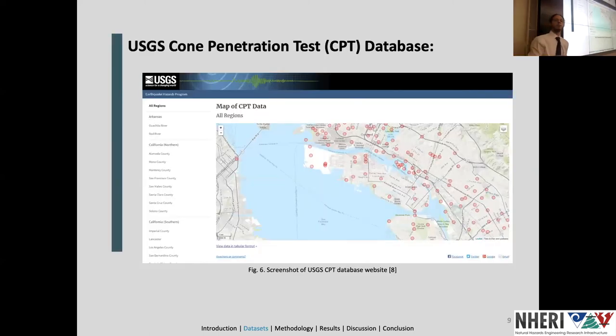So the cone penetration database by USGS is a publicly available database that gives CPT data for a variety of locations across the United States, and it has a significant amount of data in California and the San Francisco Bay Area in particular. So this allowed us to get CPT data for 21 points within Alameda.